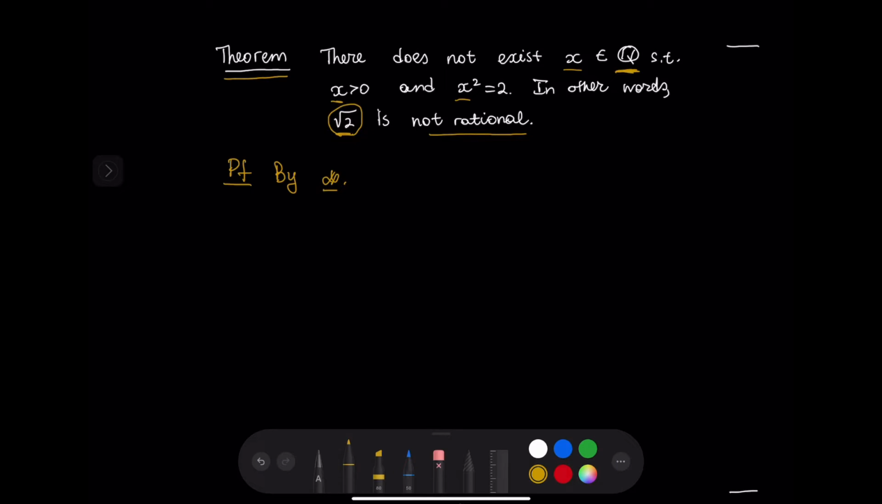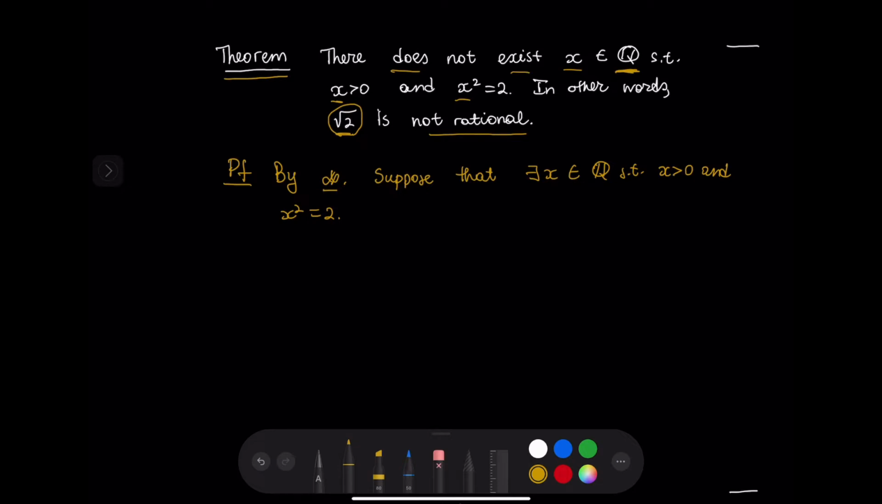So let us assume that the statement of the theorem is not true. So it means that there does exist x, a rational number, such that x is positive and x squared is equal to 2. So from this statement, we want to derive some kind of contradiction, some kind of nonsense.